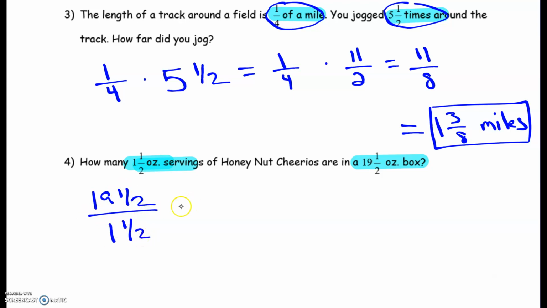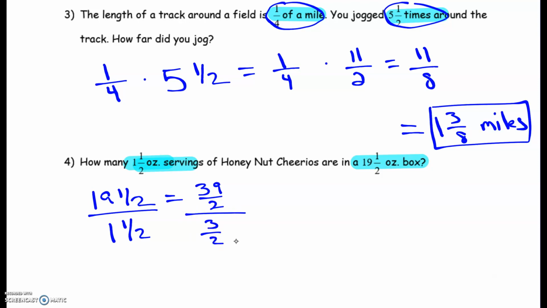Okay, take these numbers and we're going to end up multiplying by the reciprocal. We keep that 19.5, and we can convert that into its improper fraction, which becomes 19 times 2, which is 38. 38 plus 1 gives us 39. Keep the denominator of 2. And the same thing down here. We have 1 times 2, which is 2, plus 1. You get 3 over 2.